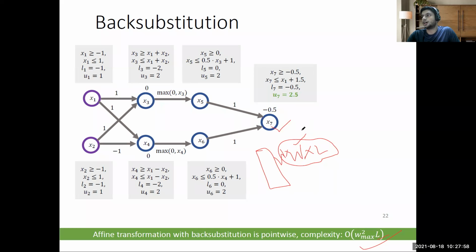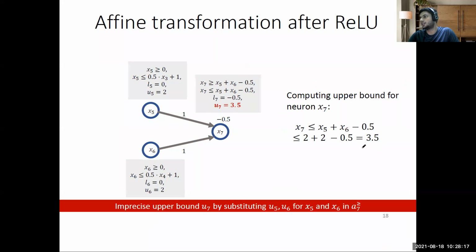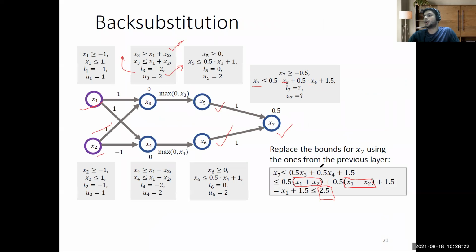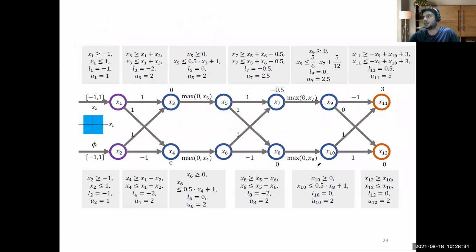So if you back substitute, you will get a much more precise bound, and you will see here that when you substitute the values for x1 and x2, you will get 2.5 as an upper bound. And in the previous case, we had 3.5. So this is really interesting because not only are we making our affine transformation precise, but we are also making our ReLU transformation precise.